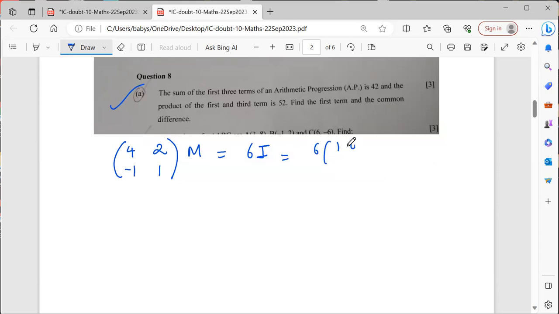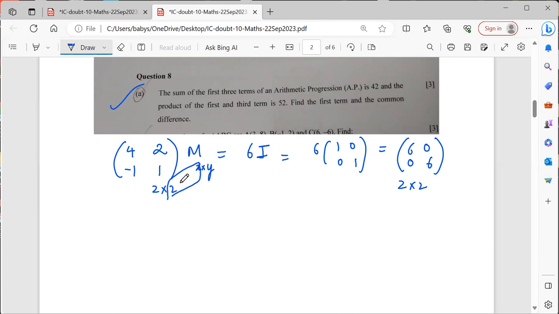6 into 1, 0, 0, 1 is a unit matrix, isn't it? And I told you the unit matrix is equivalent to the number 1 in matrix terminology, and this gives you 6 into 1, 6, 0, 0, 6. So when you have a 2 by 2 matrix, and then you are getting another 2 by 2 matrix, if the order of M matrix is x by y, let's say, so the number of rows should be equal to the number of columns, isn't it?